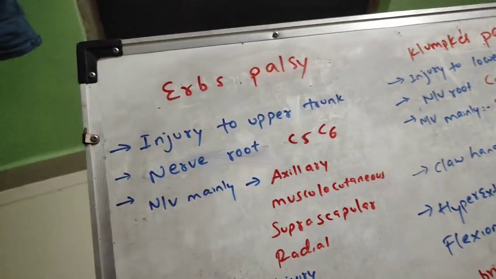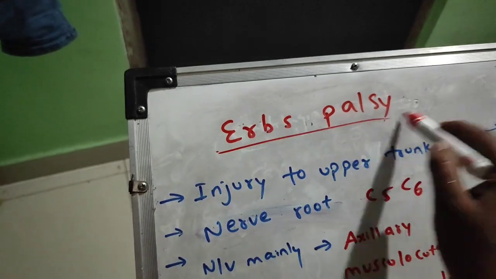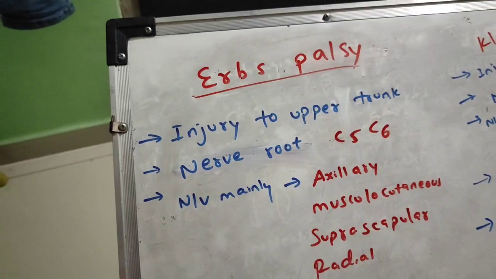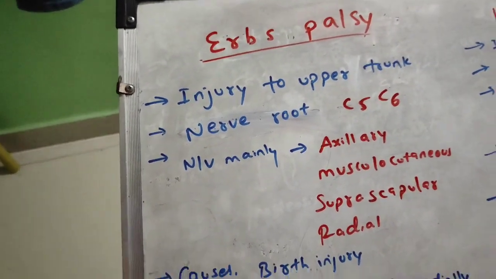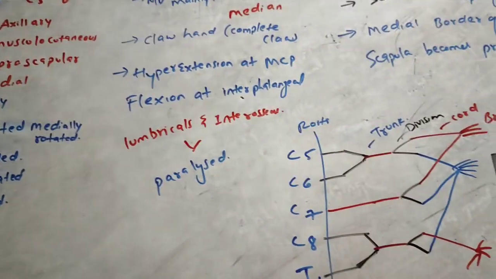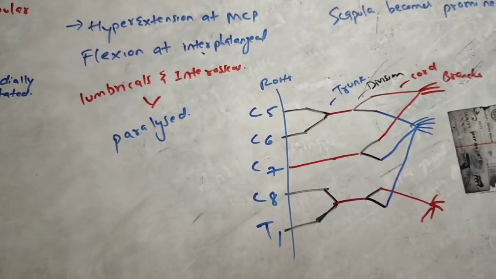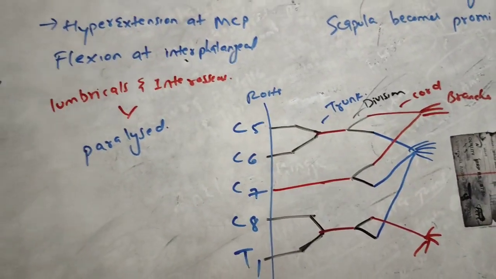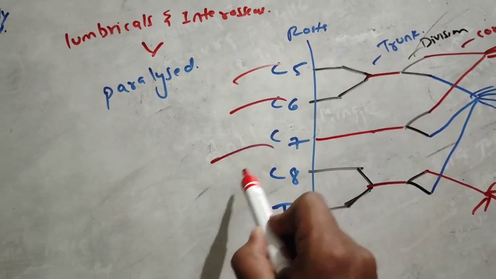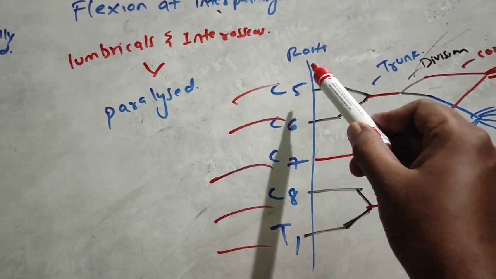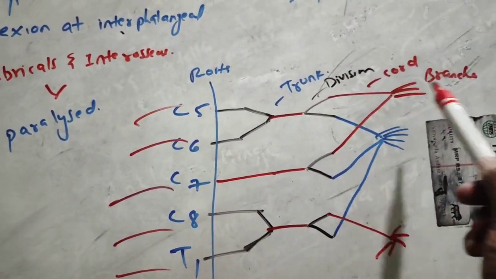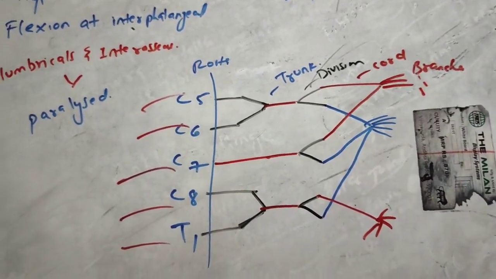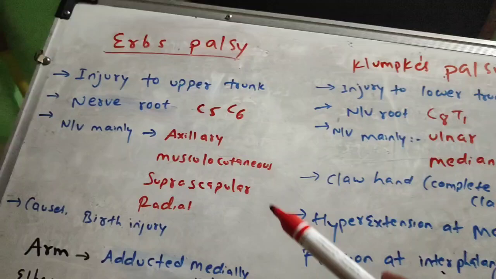The first one is Erb's palsy. This is due to an injury to the upper trunk. What is the upper trunk? In the brachial plexus, you studied the roots, trunks, divisions, cords and branches. They are C5, C6, C7, C8, T1. From the roots they form the trunks, from the trunks the divisions, from the divisions the cords, then the branches give the ulnar or median. Like that only.